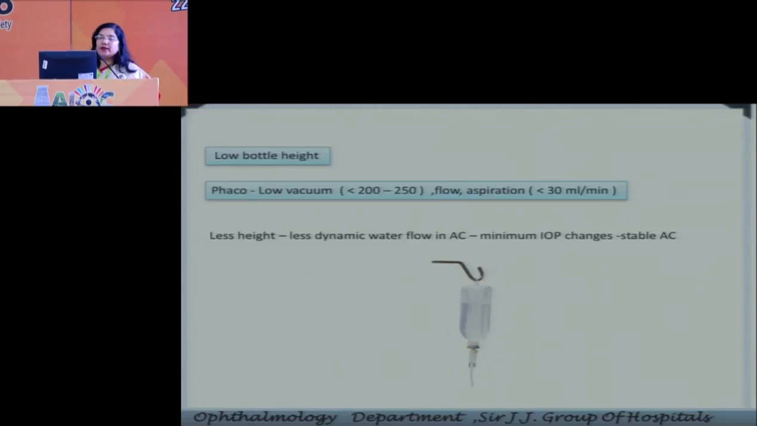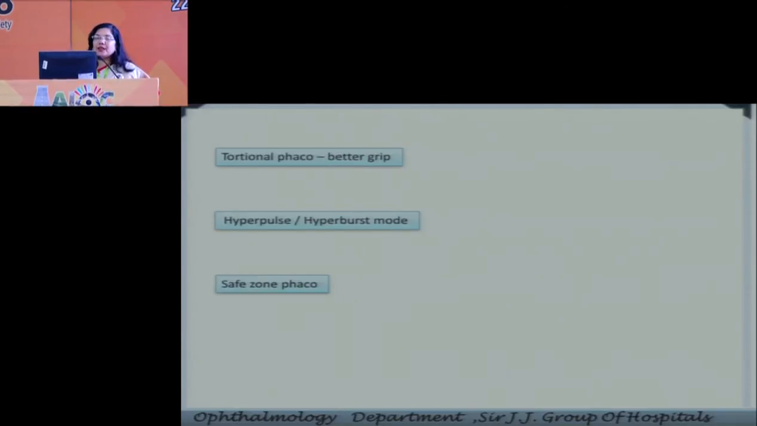So a low bottle height, low vacuum, flow and aspiration, less height, less dynamic water flow inside the AC and less changes, so you have a stable AC, otherwise the iris diaphragm keeps moving. Torsional phaco gives you a better grip, a hyperpulse or a hyperburst mode and a safe zone phaco. Safe zone phaco I think is the mantra for any type of cataract surgery.